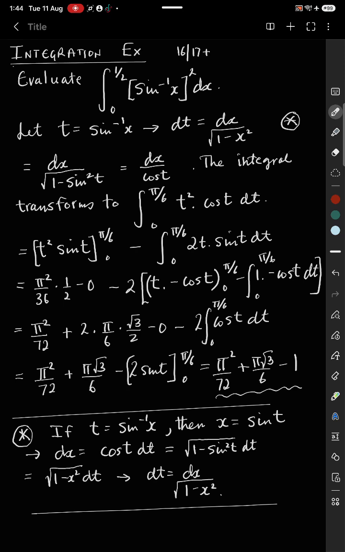And then the integral part, again, we'll apply the rule for integration by parts. So that will be 2 bracket, and inside we'll have the first, which is t, times the integral of the second, which is minus cos t, and then minus the integral of the differential of the first, which is 1, times the integral of the second, which is minus cos t.